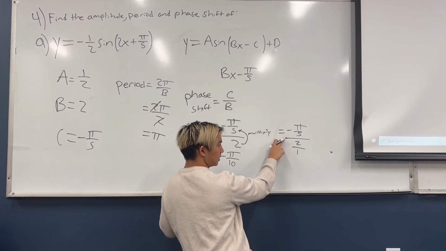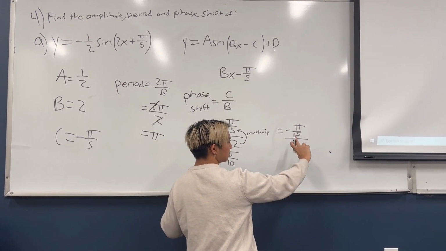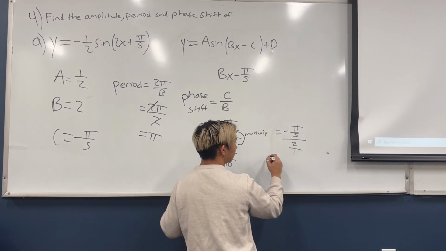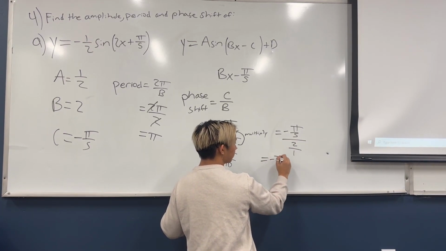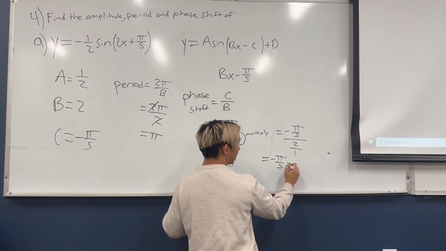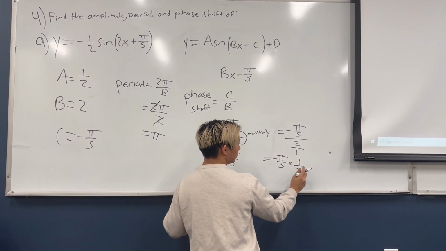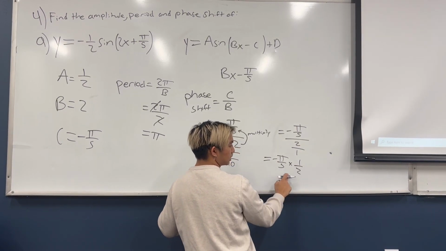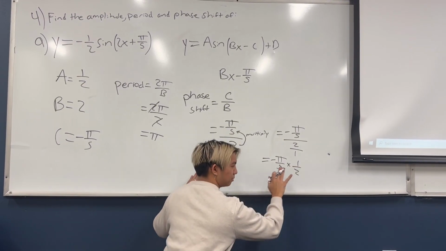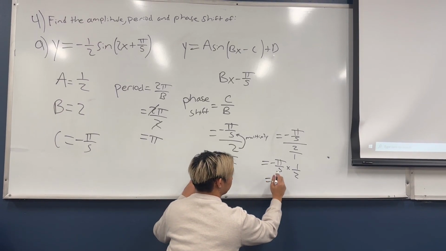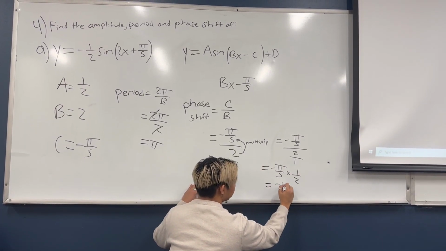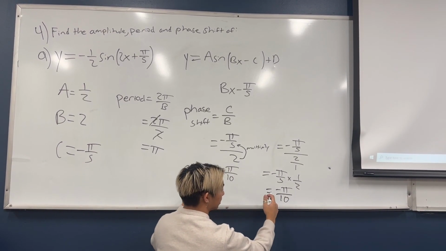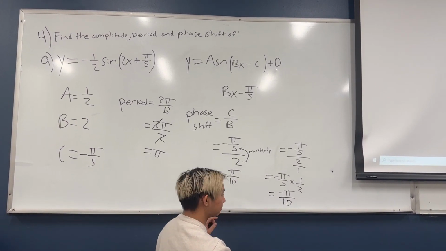So to get rid of this division problem, I'm basically flipping, getting the reciprocal of the bottom one and multiplying instead now. So this becomes negative pi over 5 times 1/2. So I just flip this around to make it a multiplication problem, and now I just multiply across. Negative pi times 1 is just negative pi, and 5 times 2 is 10. So we're left with negative pi over 10 as our phase shift.